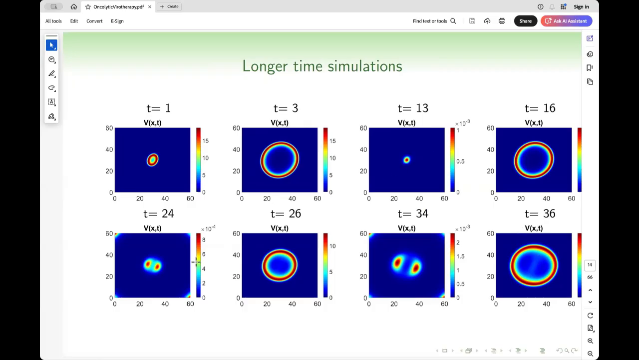Another interesting thing here is we get a splitting in the middle. So this inoculation in the middle splits up into two. And we have no idea why this is the case. So this is robust in our numerics. It shows up all the time, but we don't know why. So I think it's an interesting question for further analysis.